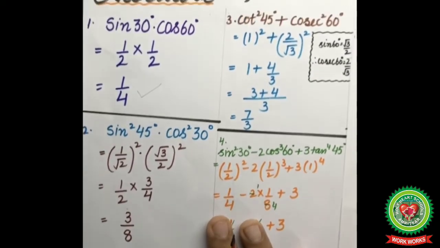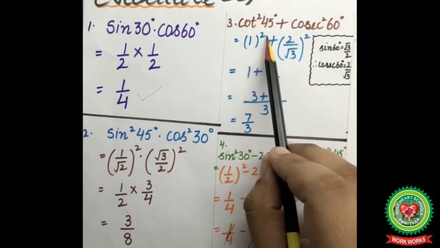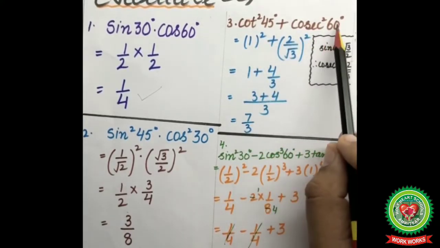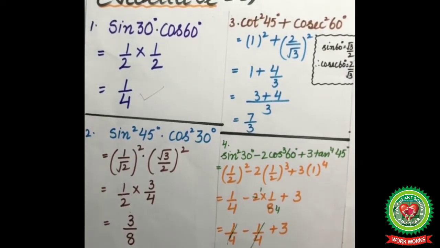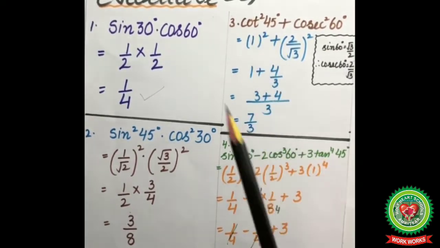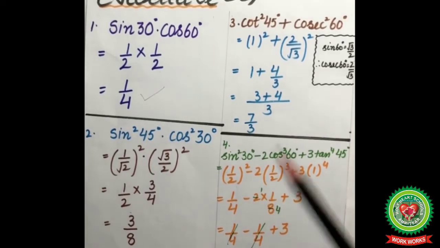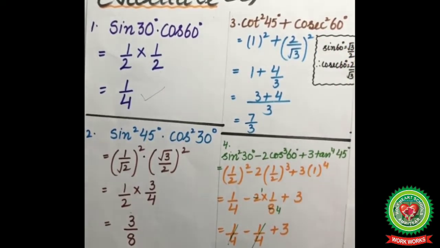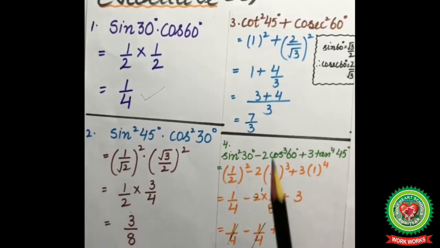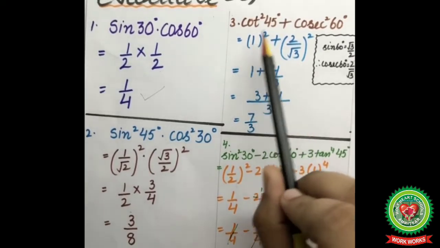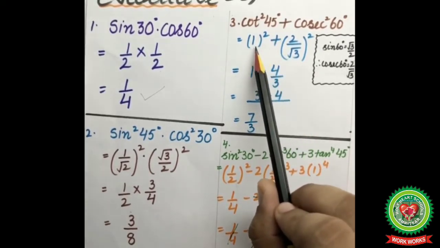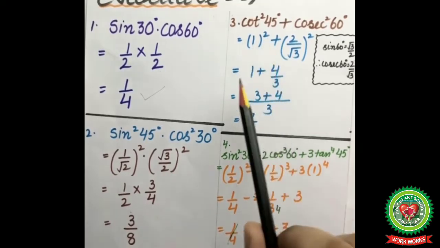Now the third sum is cot square 45 degrees plus cosec square 60 degrees. Now students, we have already learned that cot is the reciprocal of tan and cosec is the reciprocal of sin theta. So the value of cot 45 will be the reciprocal of the value of tan 45. And the value of tan 45 is 1. So the reciprocal of 1 will be 1 only. So cot 45 will be equal to 1. So it will become 1 square plus.